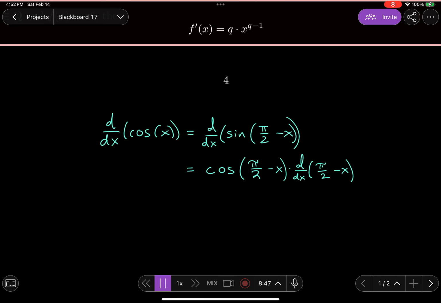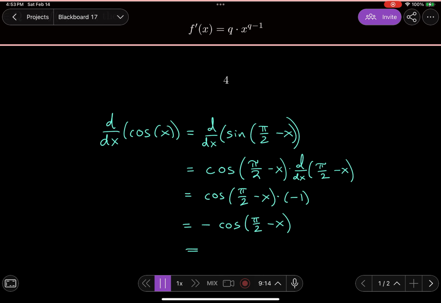But wait a second. The derivative of pi halves is just 0. So this is going to go to 0. The derivative of minus x is just going to be the number next to x, which is -1. So I think this is going to be the same thing as the cosine of pi halves minus x times -1. Oh, but that's the same thing as negative cosine of pi halves minus x.